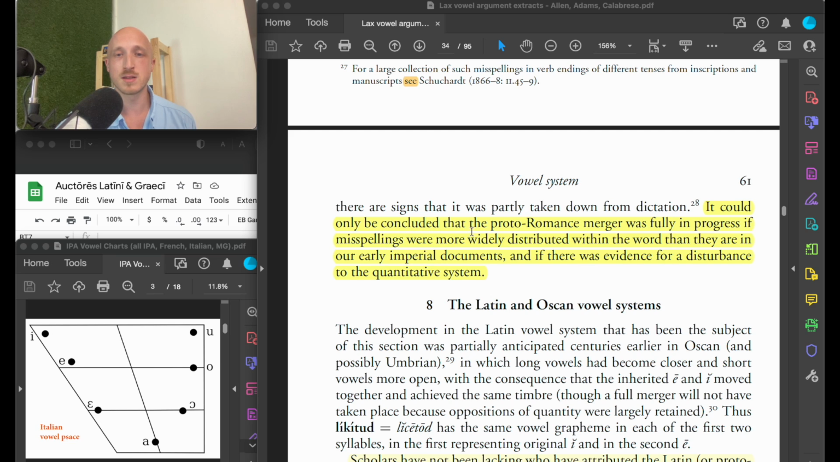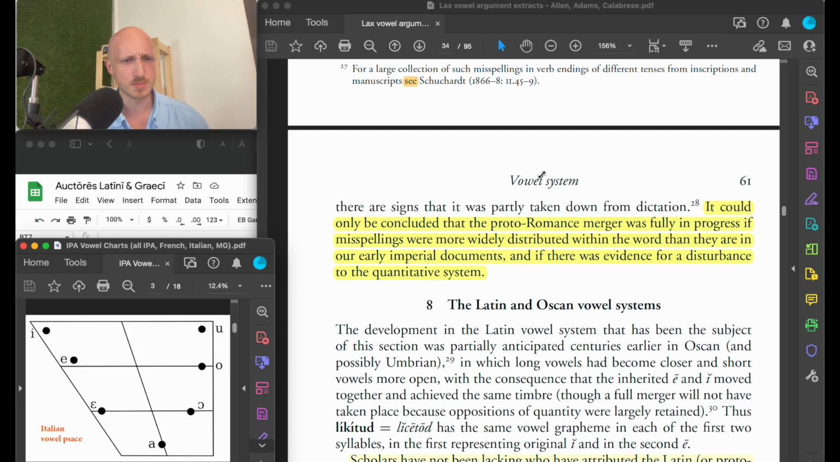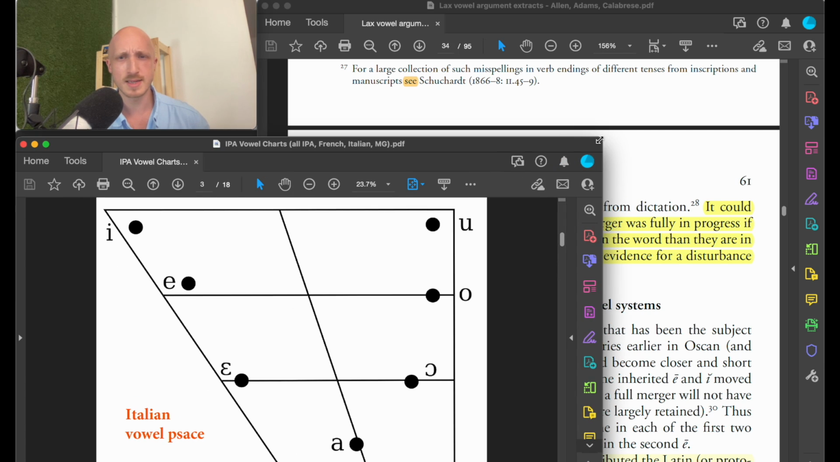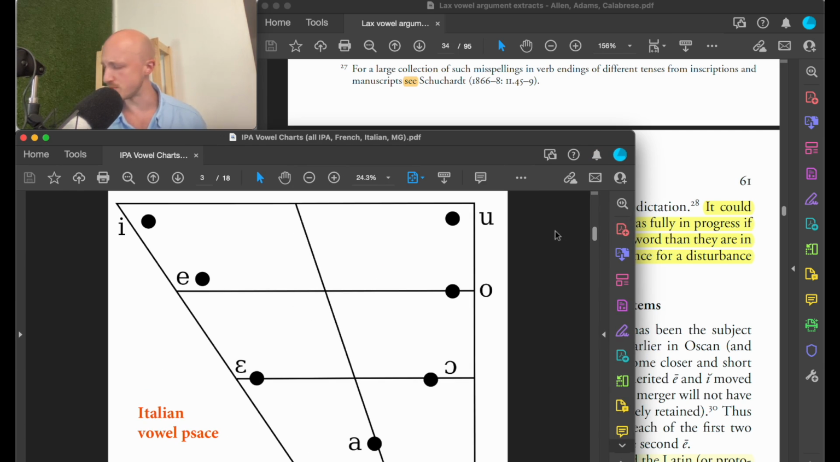It could only be concluded that the Proto-Romance merger was fully in progress if spellings were more widely distributed within the word that they are in our early imperial documents, and if there was evidence for a disturbance in the quantitative system. Well, that's interesting. So apparently in the imperial times, we're not getting that confusion anymore. Well, what's going on by imperial Greek?